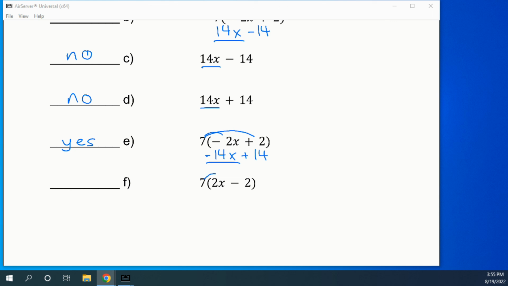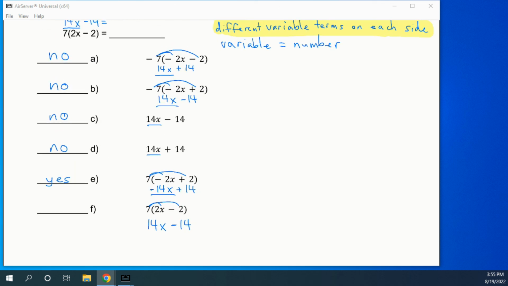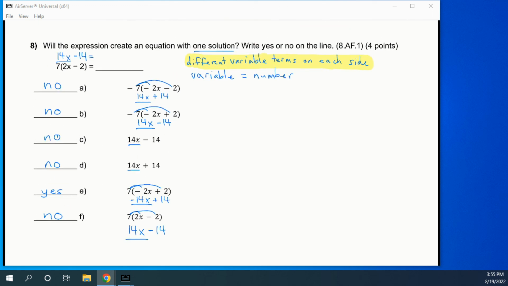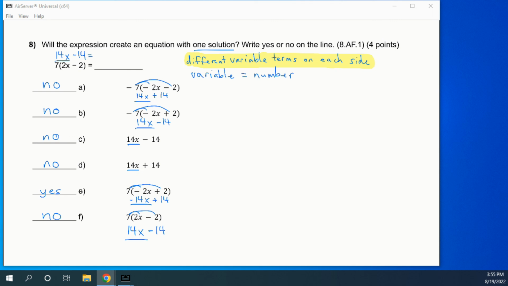I could show that if we have any questions, but I want to wrap this video up here. So I'm going to go ahead and distribute these two. 7 times 2x is 14x. 7 times negative 2, negative 14. Again, the 14x is still the same on both sides, so no. That was a lot of work for not a lot of payoff, but oh well.